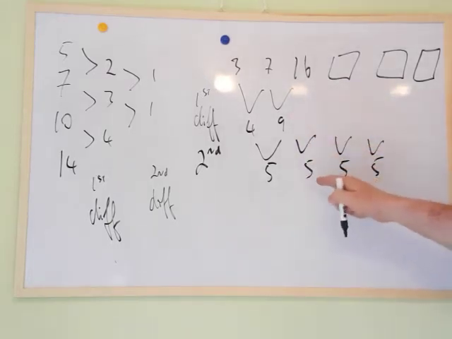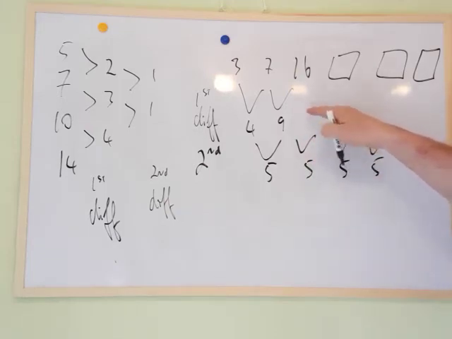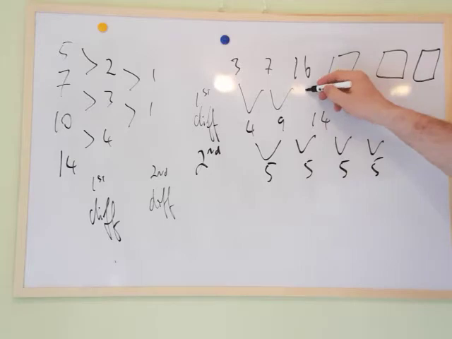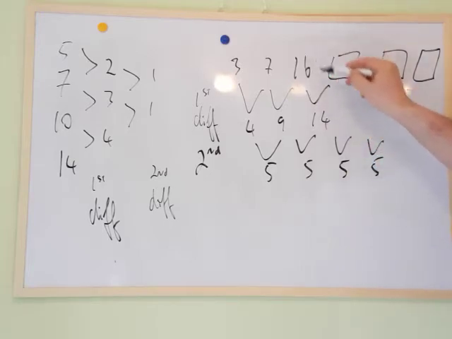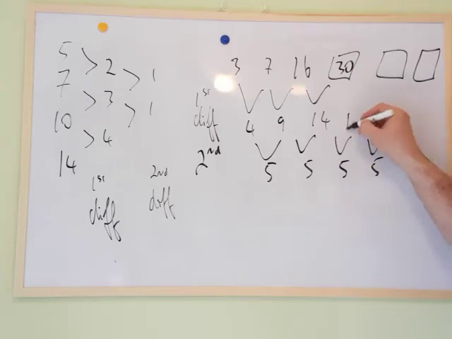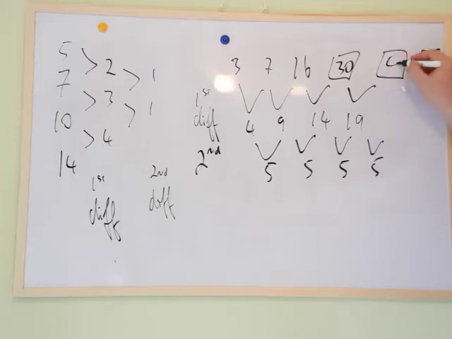Well, if my second difference is 5, what number would go here? Simple. 9 plus 5 is 14. Okay? Well, if this number is 14, what number would go here? Well, 14 plus 16 is 30. Now do the same thing again. 14 plus 5 is 19. What number goes here? 30 plus 19, 49. And then last one again. 19 plus 5 is 24. 24 plus 49 is 73.